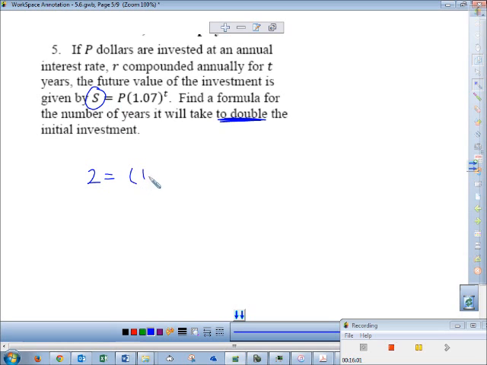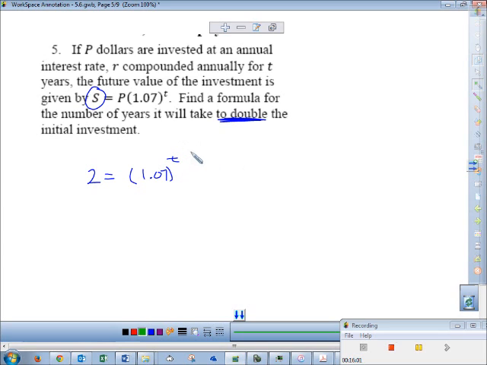You don't know how much you start with. So in general terms, why don't you just say you started with $1, and then it turns into $2, right? It's double. But they didn't really ask us to solve for t, per se. They wanted us to find a formula. Well, it's the basic idea, solve for t. And that would tell you the time. So what would I do to solve for t?